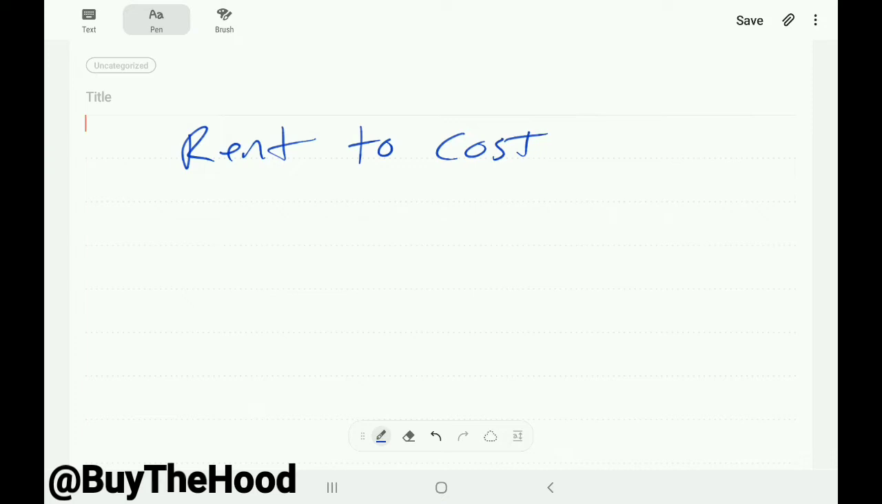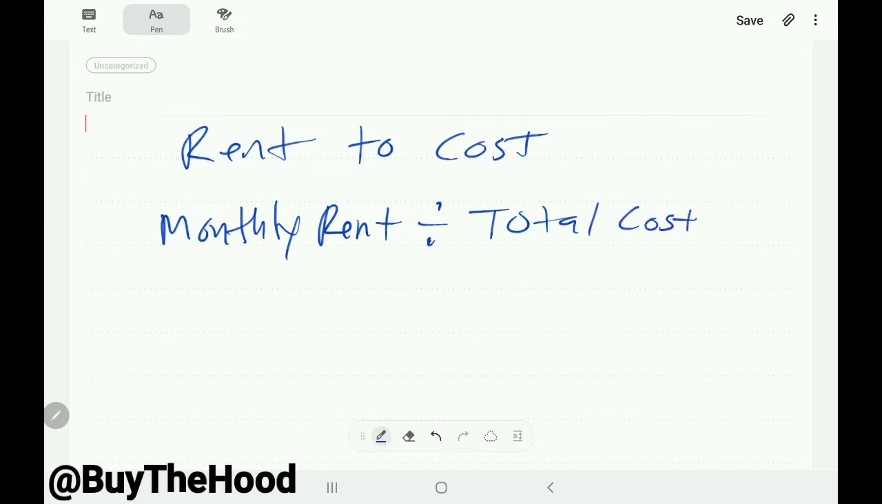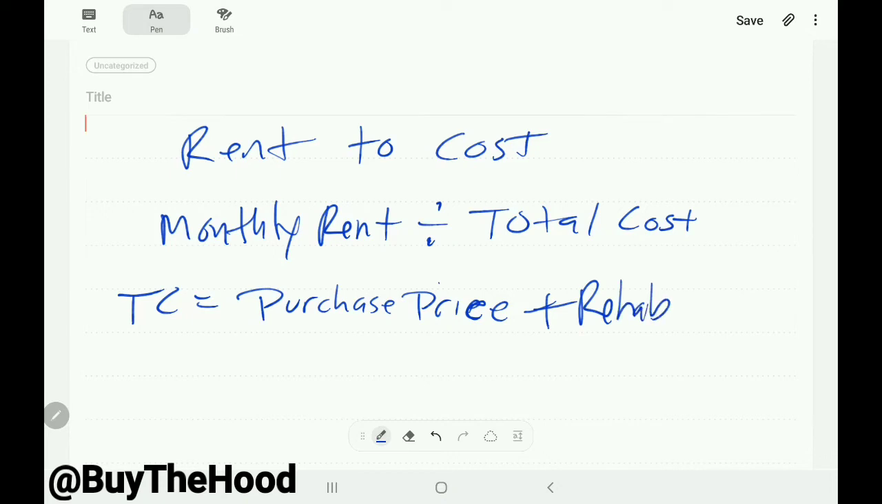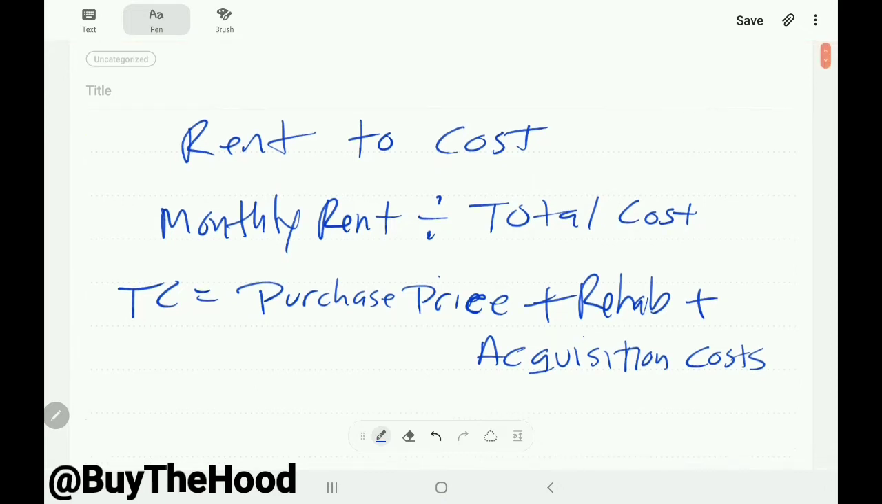How you calculate this is you take your monthly rent and you divide it by your total costs. Now, what are your total costs? That's the purchase price of the property, plus any rehab costs you have. Don't mind my handwriting. Plus any sort of acquisition cost that you may have. That's how you get your total costs.